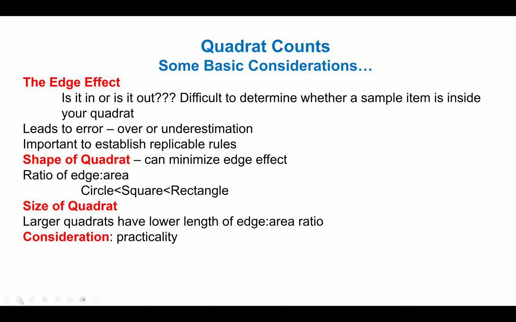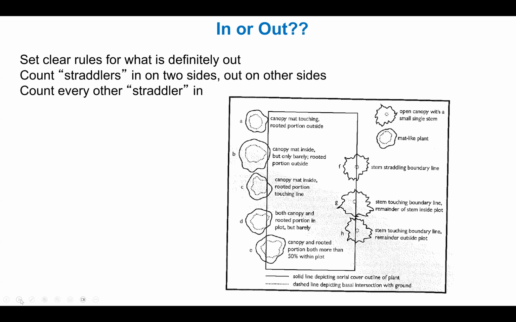So we want to think about something called the edge effect. Is it in or out of the square? Maybe this sounds kind of silly, but it does happen. You have to decide. If you don't decide ahead of time, then it does cause error. So you have to think about the shape of your quadrat and what works best for your sample. And if you need a big quadrat or a smaller one, and can you carry it right to your site? Or is this going to be this giant thing or this tiny thing that you have to do 1,000 times? You have to think about all those things.